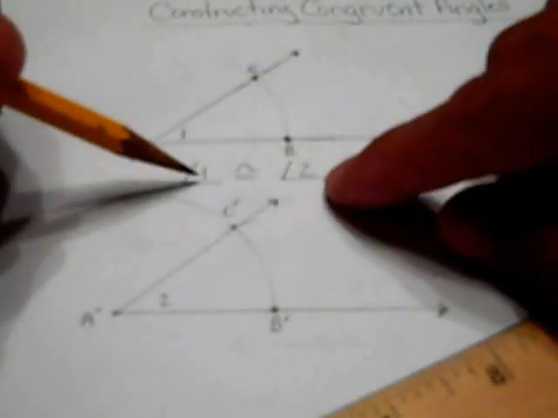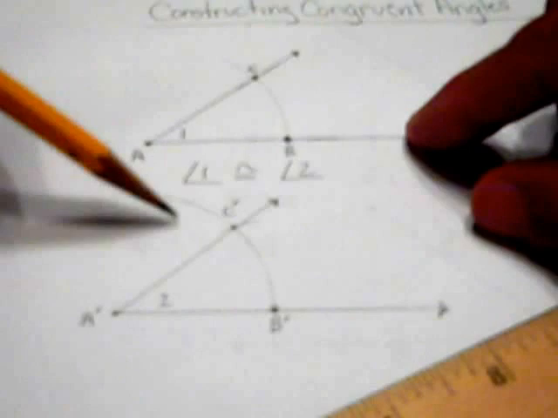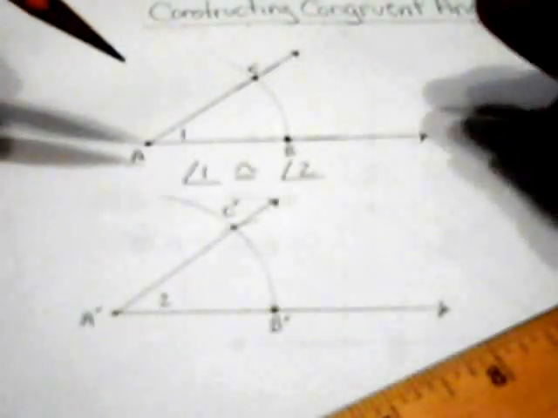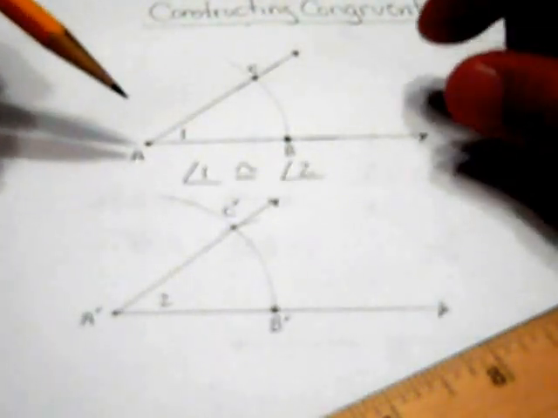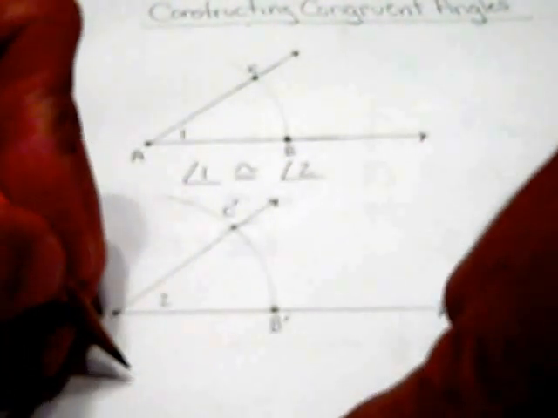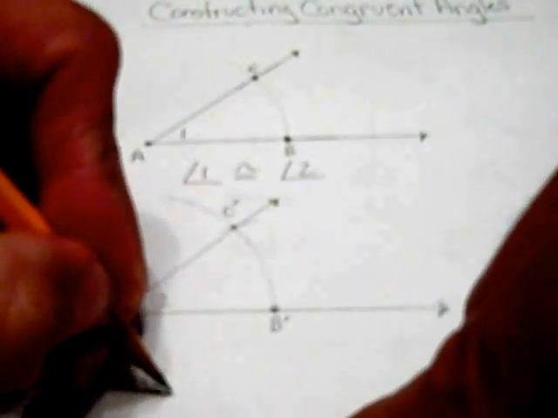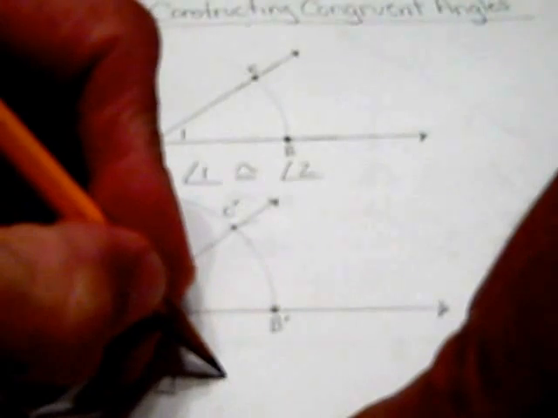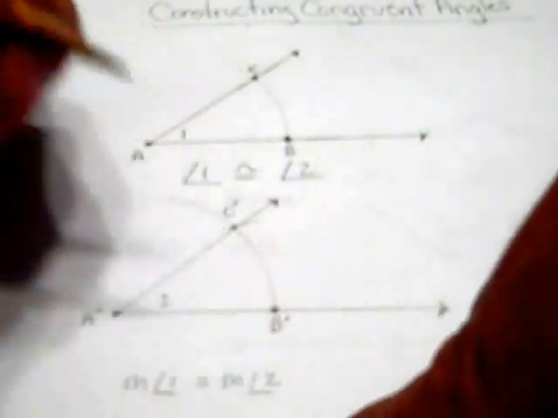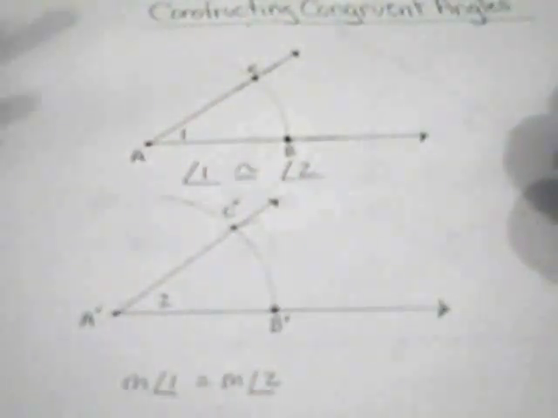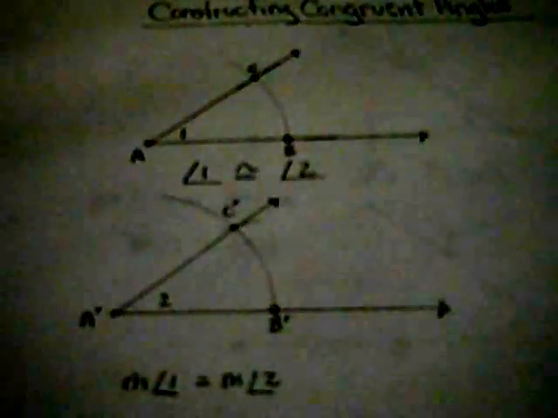So now I have angle 2, which is exactly like angle 1, or it is the same as angle 1, as we like to term it. And that means that the measure of angle 1 is equal to the measure of angle 2. So now we've just constructed congruent angles. You try one.